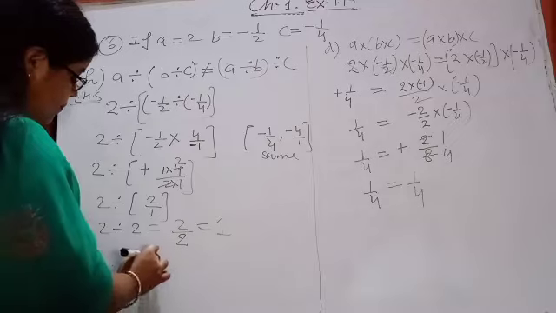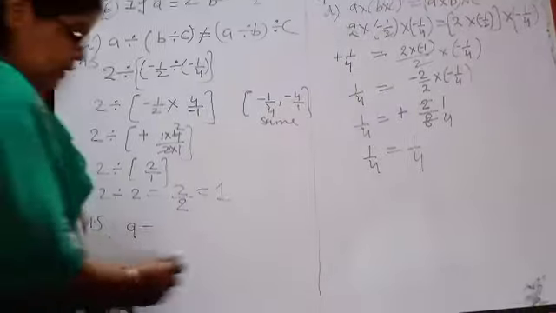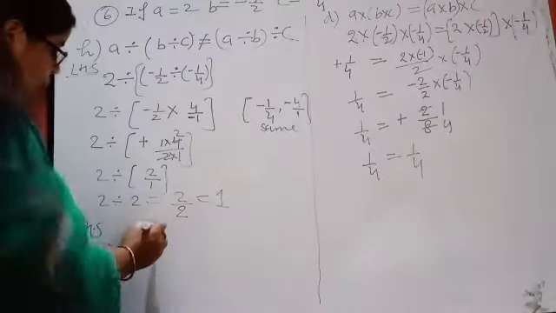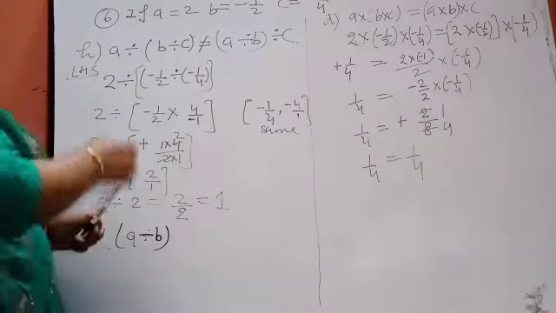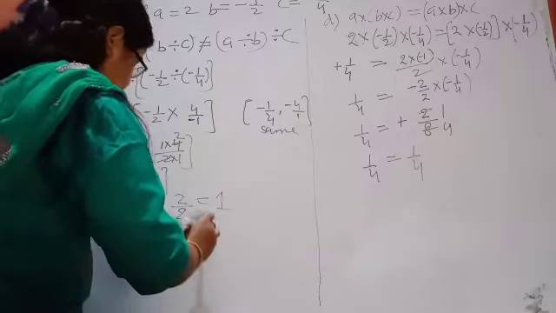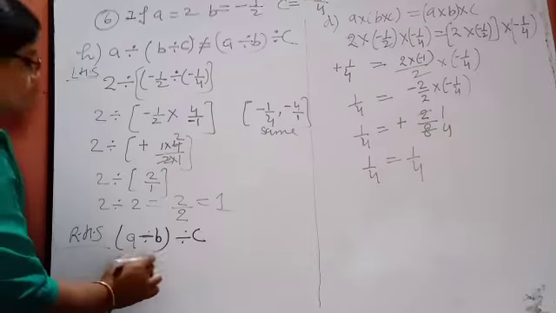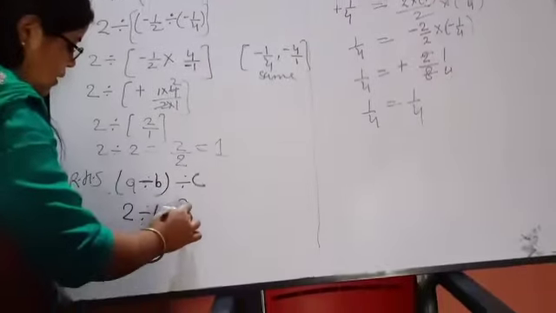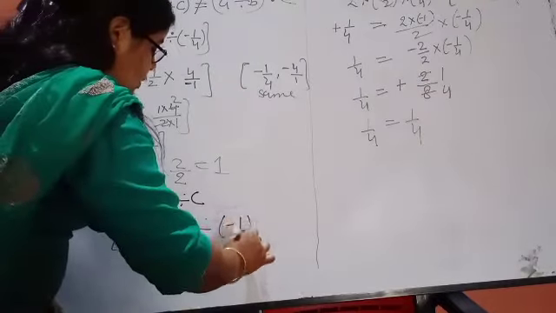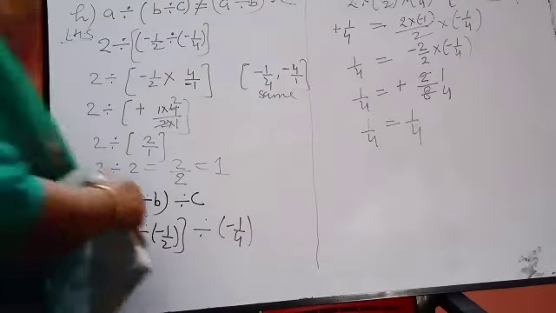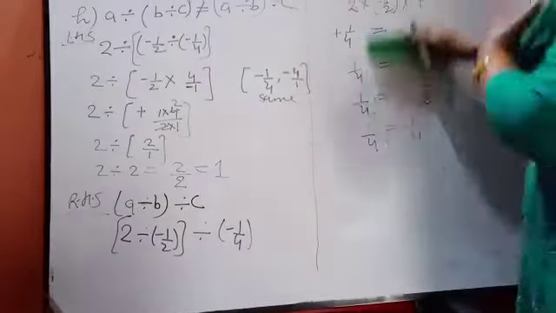A divided by B divided by C. So take A, what is the value of A? 2. 2 divided by B, which is minus 1 upon 2. In this way, divided by C means minus 1 upon 4. Up to here, I am hoping it is clear to you. Okay. Now I am proceeding to the next step.